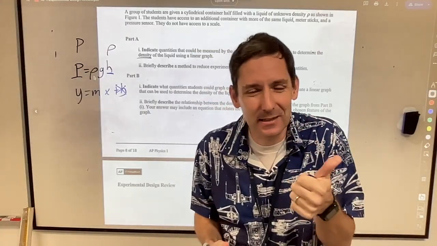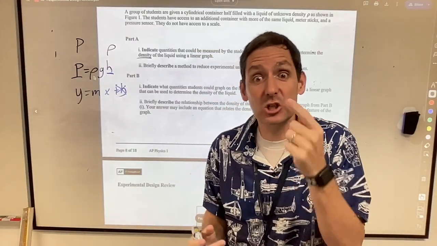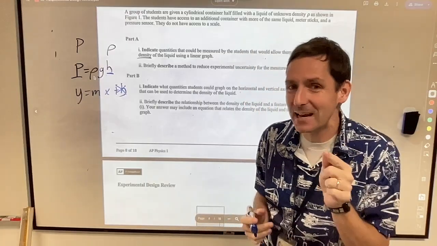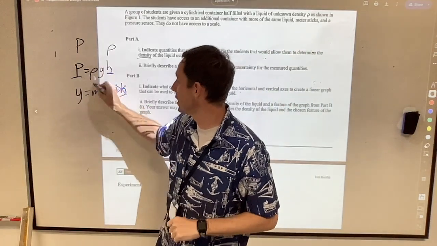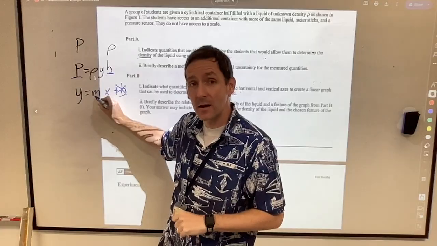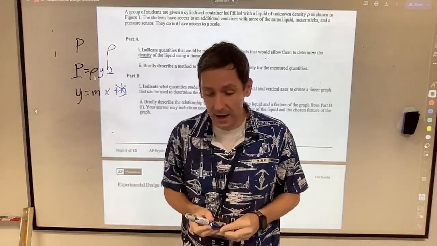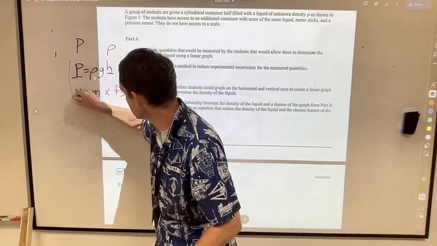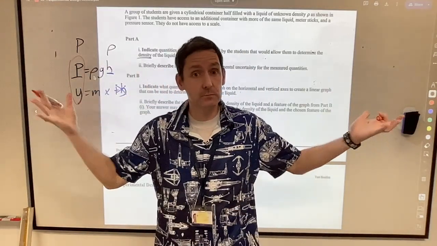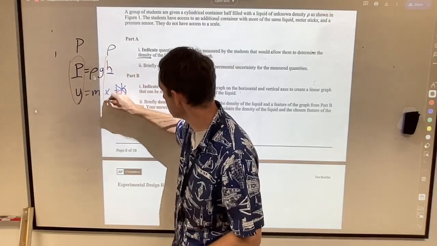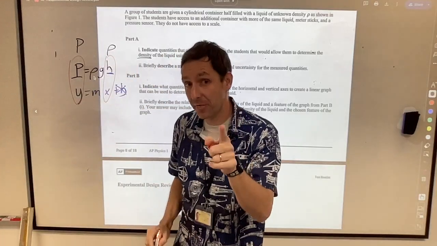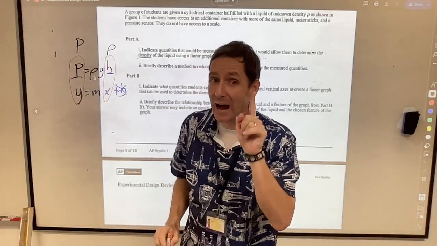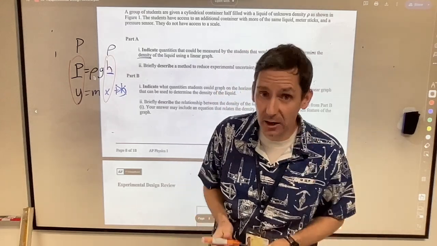Density is a constant, right? The density of the fluid is not changing. G is a constant. And remember, that's what we said, is that very often the constants will go in with the m, and the variables will be the y and the x. So let's go ahead and do that. So what goes on the y-axis? Pressure. What goes on the x-axis? Depth. Don't put height unless you clarify.